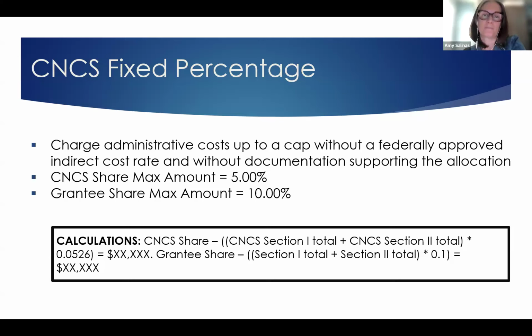So the first method and the most commonly utilized is the CNCS fixed percentage. This rate allows you to charge administrative costs up to a cap without a federally approved indirect cost rate and without documentation supporting the allocation. So the maximum that you can ask for on the CNCS or federal side is 5%. And then the maximum on the grantee side is 10%.